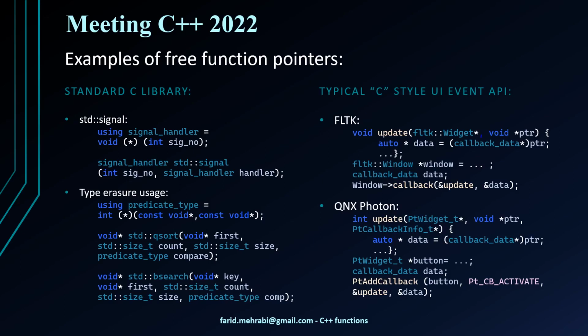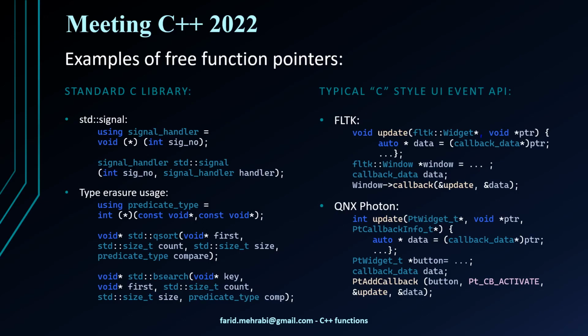Function pointers are widely used in UI event management applications as callbacks. FLTK is one of those UI event management libraries. The callback function of an FLTK window can be used to register a function as well as the data it needs to respond to an event originating from user interaction.